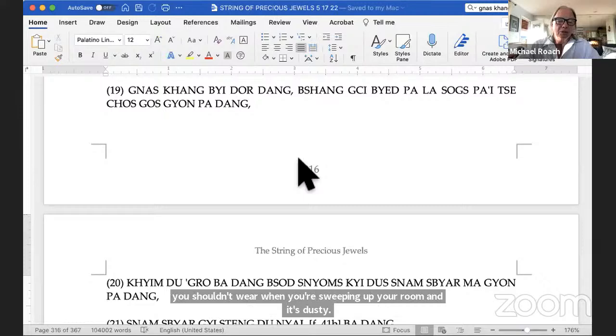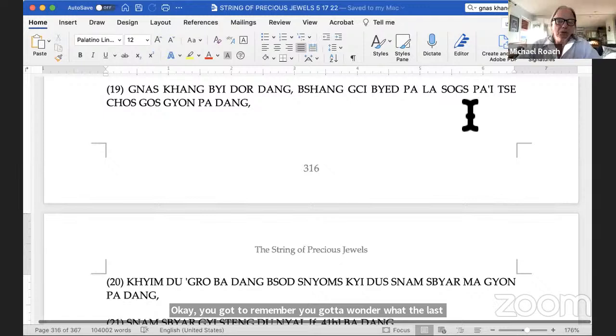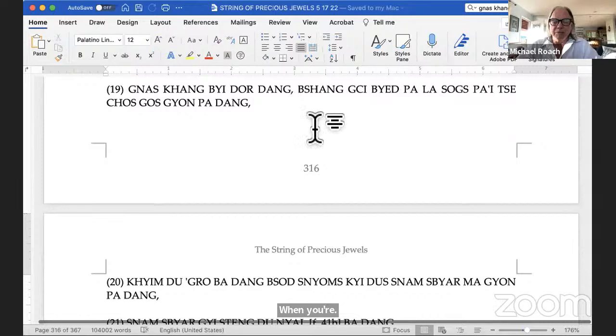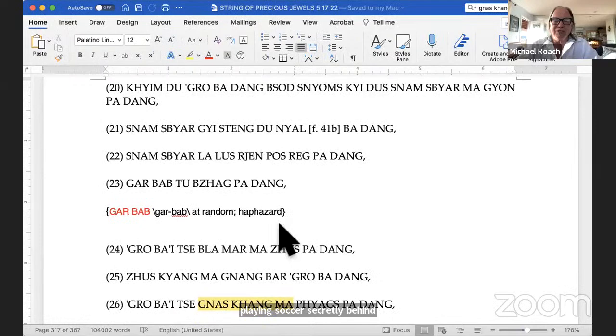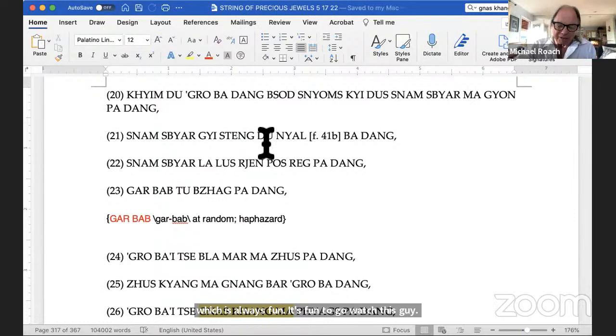You got to wonder what the La Sopa means after Shang-Chi. Yeah, La Sopa. I don't know. When you're playing soccer secretly behind the monastery. Okay. Which is always fun. It's fun to go watch those guys. I'm not a soccer fan. I didn't play it, but it was always fun to go watch them.